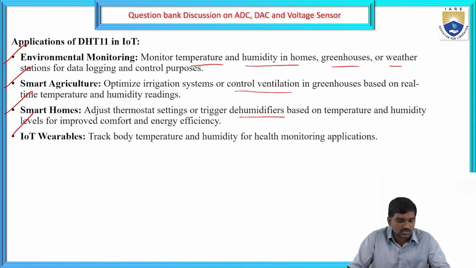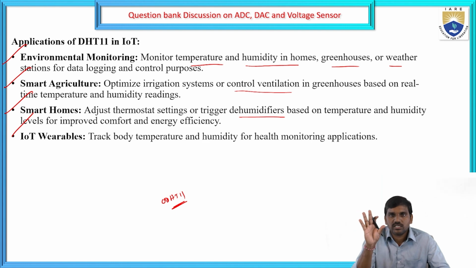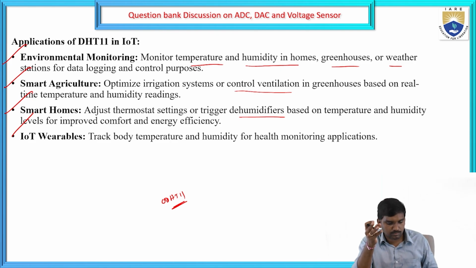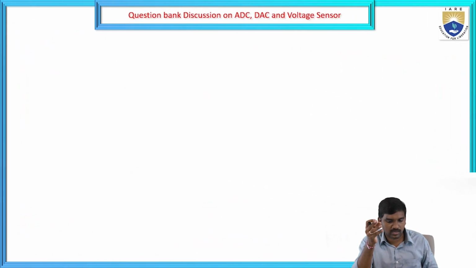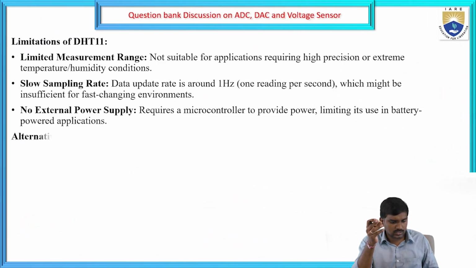And IoT wearables also track body temperature and humidity for health monitoring applications. So these are the main applications of DHT11 in IoT. In order to develop IoT real-time projects, we may use this as per our requirement: environmental monitoring, smart agriculture, smart homes, IoT wearable devices like body temperature and humidity for health monitoring systems.